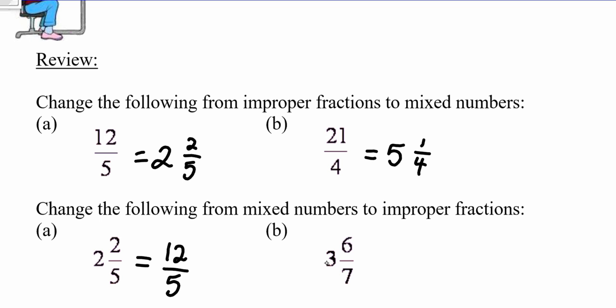And then we do the same thing over here. The whole number 3, multiply that by the denominator, 7. So 3 times 7 is 21. And then we're going to add what was left over, the 6. So 21 plus 6 is 27. And we're going to keep our denominator the same. And so that's how you change from a mixed number to an improper fraction. You're taking the whole number, multiplying it by the denominator and adding the numerator, and then writing the whole thing over the denominator.